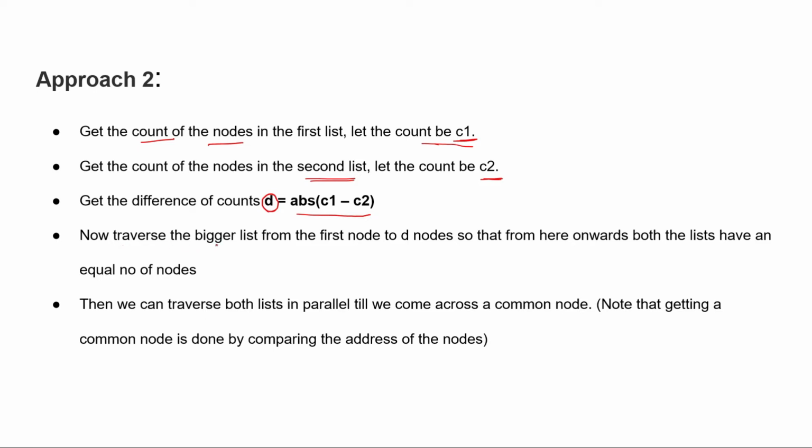Now we traverse the bigger list. Whichever list is bigger, we move D nodes ahead in that list from its first node. After that we traverse both linked lists in parallel until we come across a common node. This is a better approach, and we are going to implement this approach. First we'll dry run, and I'll explain how this approach works, and then we'll start the coding part.